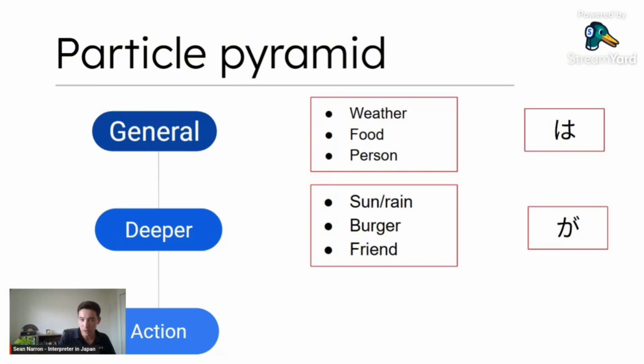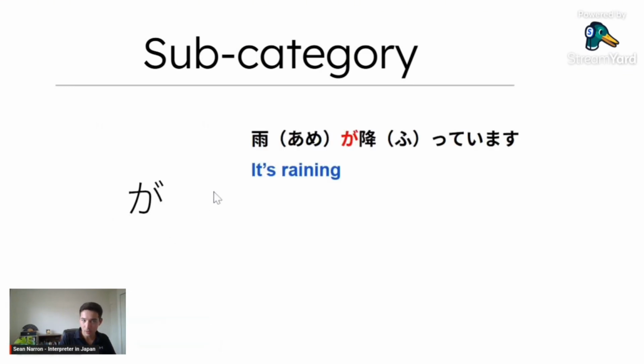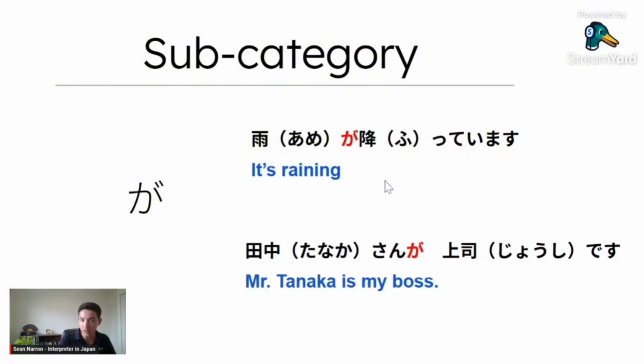So how do we use ga? We're just going from general to diving deeper. For the subcategory, we use ga. Instead of the weather, now I want to talk about rain. Rain is a subcategory of weather, as well as being sunny. If you agree, let's move on. So it's raining. Instead of wa, Ame ga futtemasu. It changes into a ga. Interesting, right? And if we're talking about a person, but we're saying what kind of person this is, we're diving deeper. Mr. Tanaka is my boss. Tanaka-san ga joushi desu.